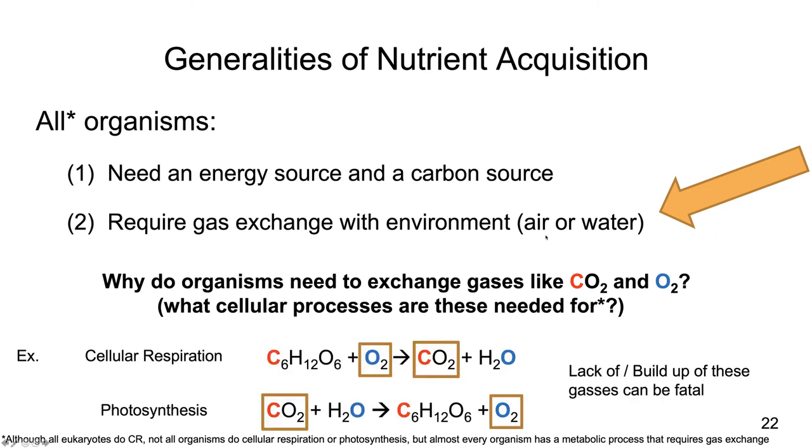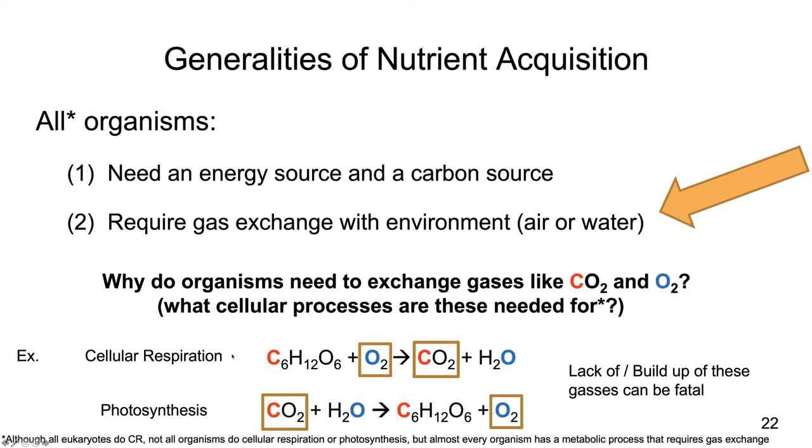All right, so if you said something like cellular respiration or photosynthesis, that is correct. So remember, all eukaryotic organisms do cellular respiration, and many prokaryotic organisms can also do cellular respiration. Oxygen is a gas that's a major reactant in cellular respiration, and CO2 is a gas that's a major product of cellular respiration. And so organisms need to be able to exchange gases, to get O2 into all of their cells to do cellular respiration, and they also need to be able to dump this CO2 waste out of their cells.